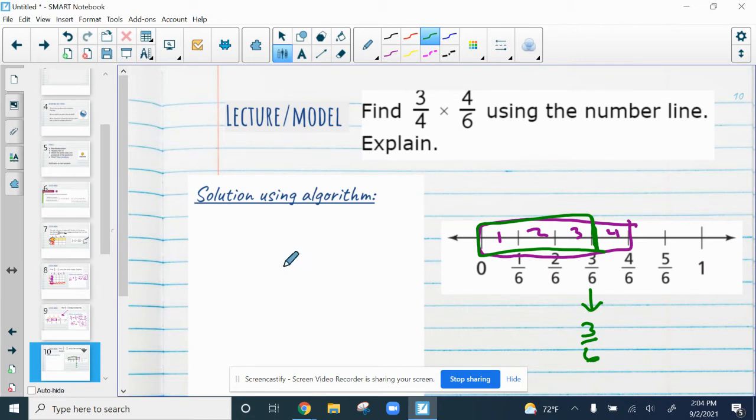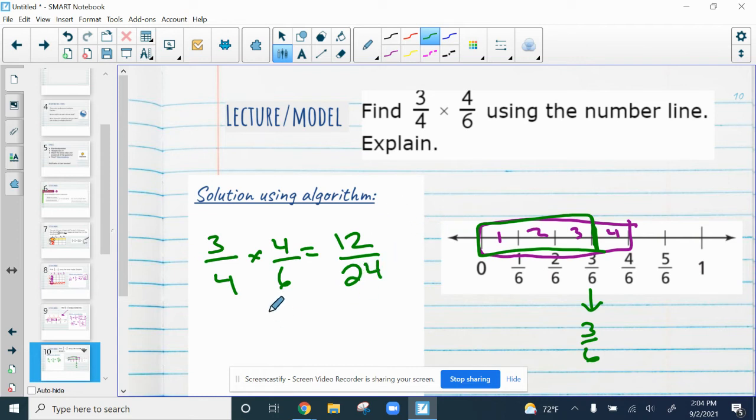So that's kind of why this works, but we're going to really be focusing on the math part. 3/4 times 4/6. All right, 3 times 4 is going to be 12. 4 times 6 is going to be 24.